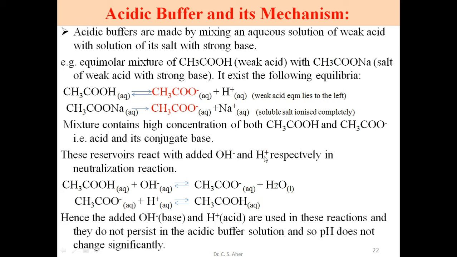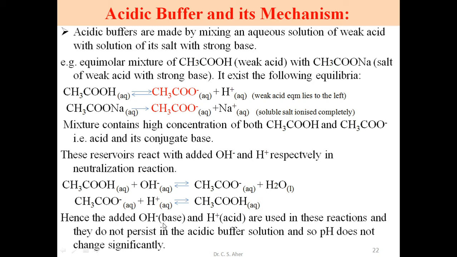If we add acid, what happens? The added acid combines with acetate ion, which is again in large concentration. The acetate ion combines with H plus to form acetic acid. Again, this acetic acid is present in higher concentration, so it doesn't affect the solution. Thus the added base is neutralized, and the added acid is also neutralized. So addition of a small amount of base or a small amount of acid has no effect, and the pH value of this solution remains unchanged, and thus it is called an acidic buffer solution.